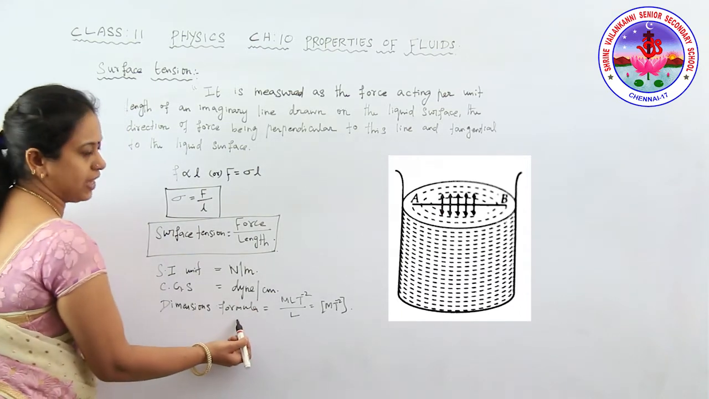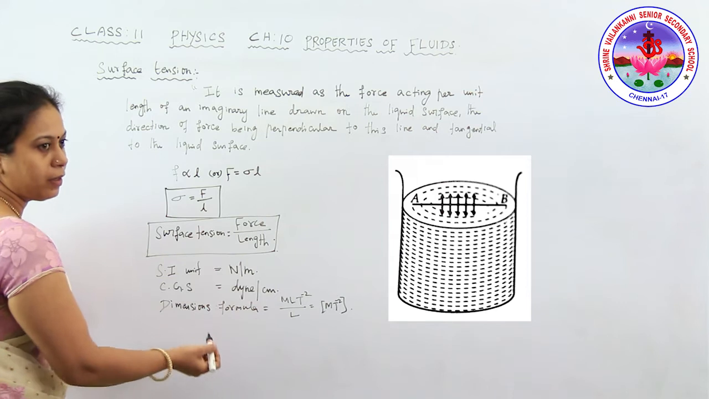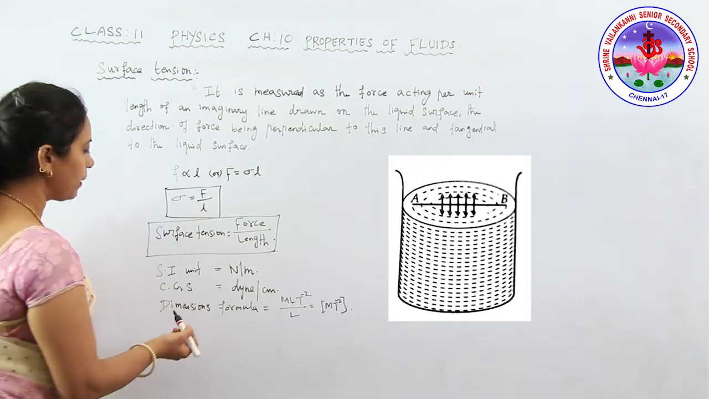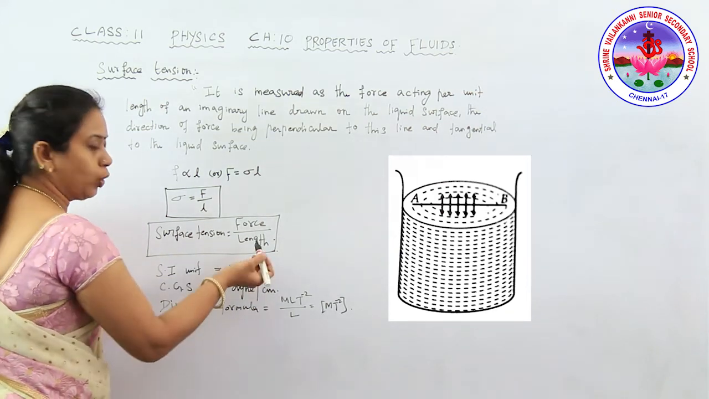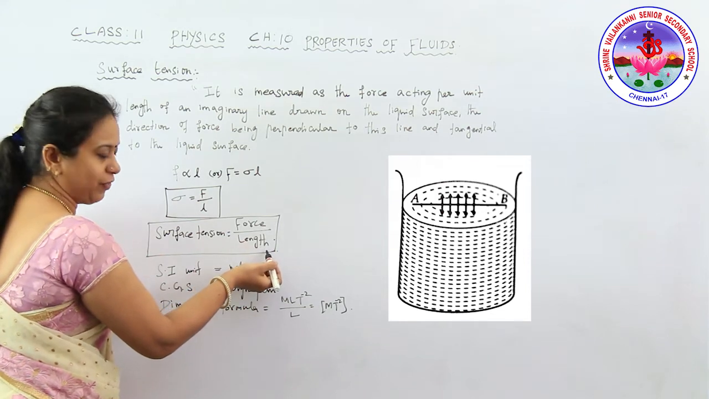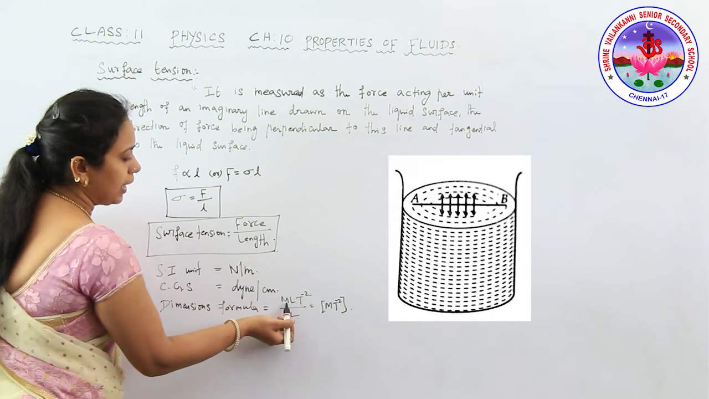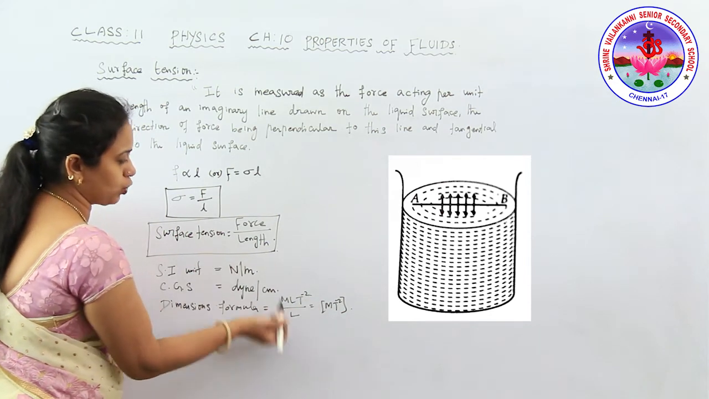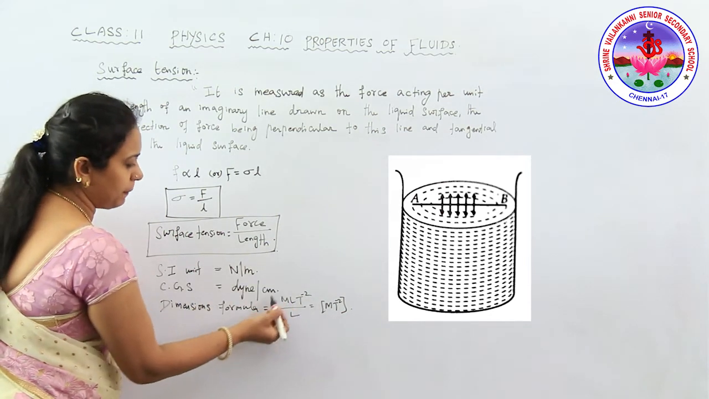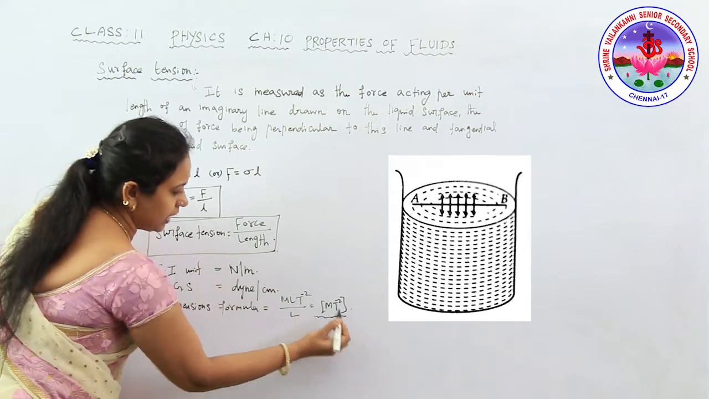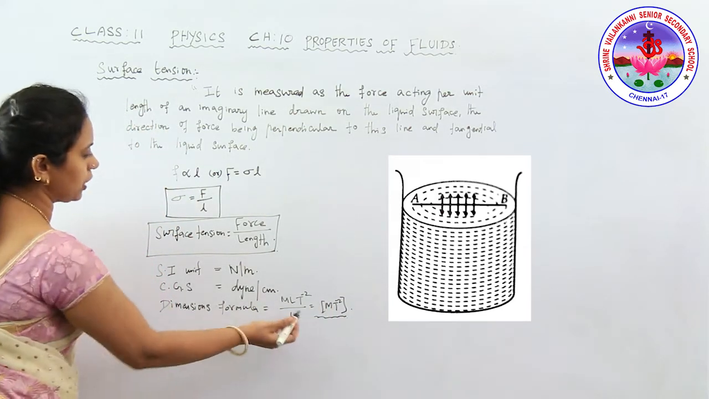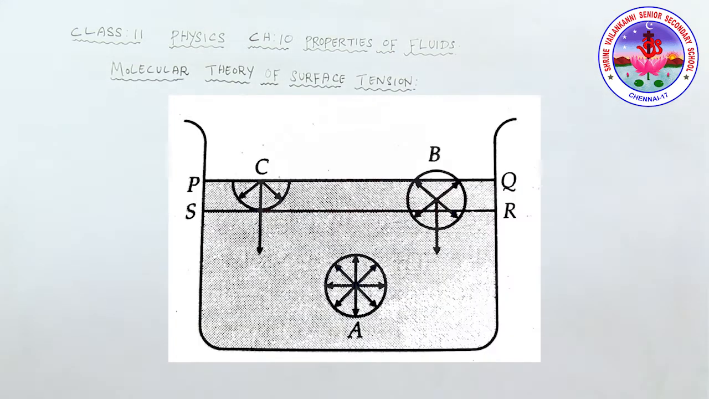Dimensional formula, as we said, for all the phenomena you must know. Through the base formula, force by length, we can calculate. The dimensional formula of force is M L T power minus 2, divided by length L. By simplifying we get M T power minus 2 as the dimensional formula. Now we are going to see how surface tension is explained on the basis of the intermolecular forces.